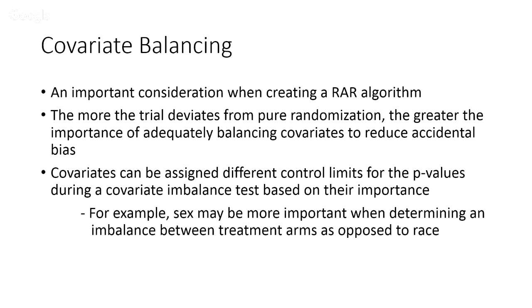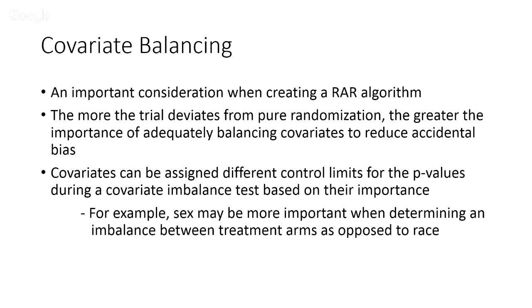Different covariates can be given different control limits for p-values in the response adaptive randomization algorithm, which can be fine-tuned in order to rank the importance of covariates. Throughout the study, interim tests can be performed on the covariates to make sure there's no significant difference between the treatment arms in respect to these covariates.